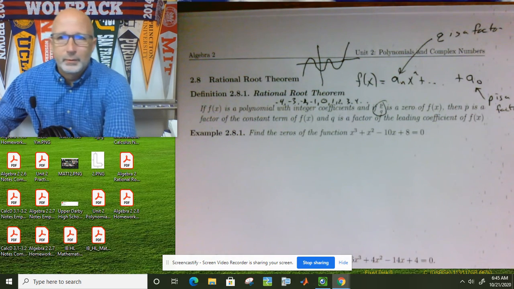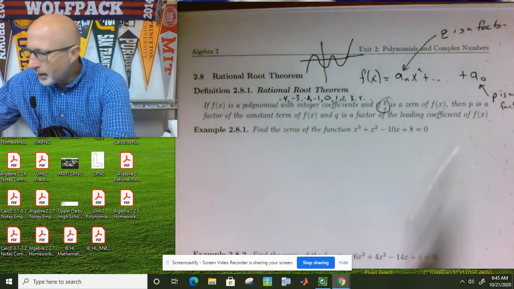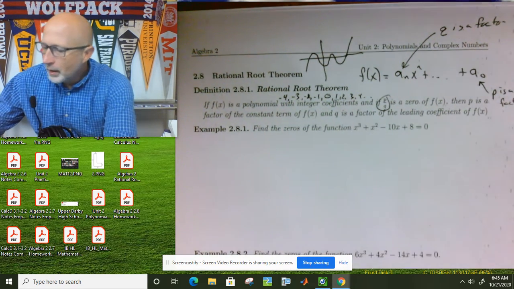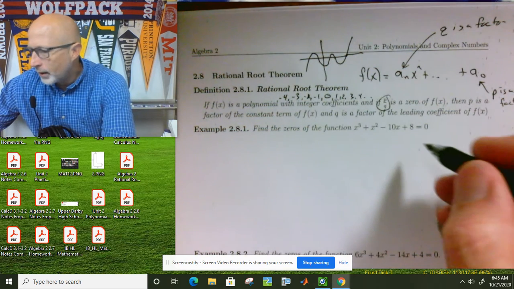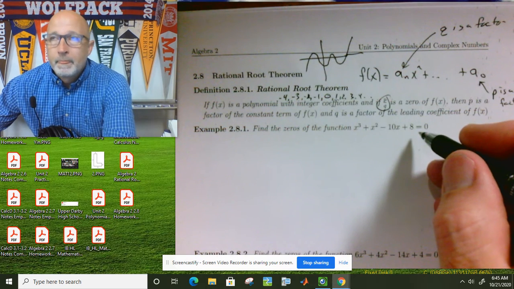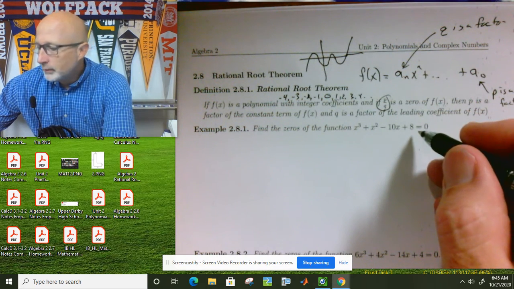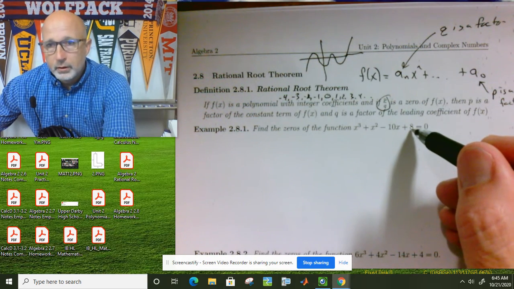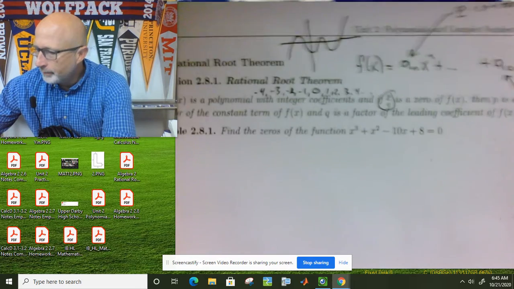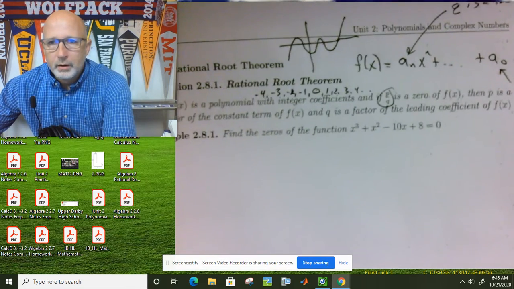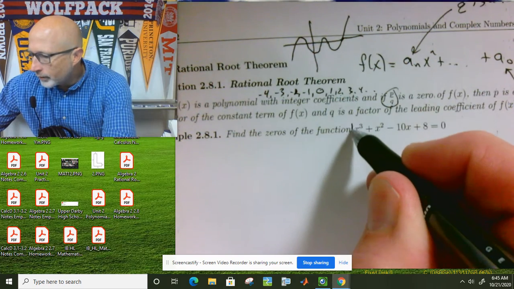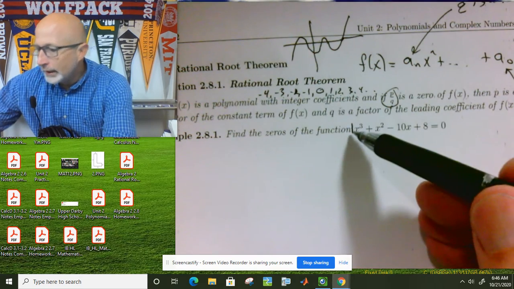Like I said, this isn't so much fun. Okay, so we have this polynomial x cubed plus x squared minus 10x plus 8. And what I have to do is figure out what is going to be the 0 of this. And so all I have to do is look for all the factors of the last one, P. Okay, so P are all the factors of the constant term. And Q is all the factors of the leading coefficient.